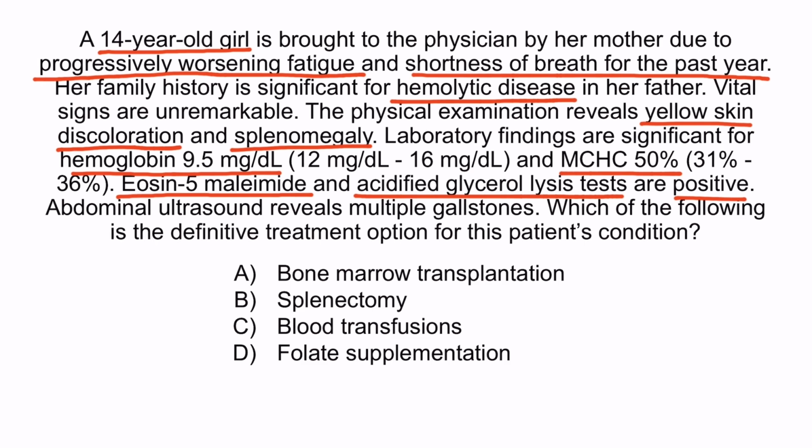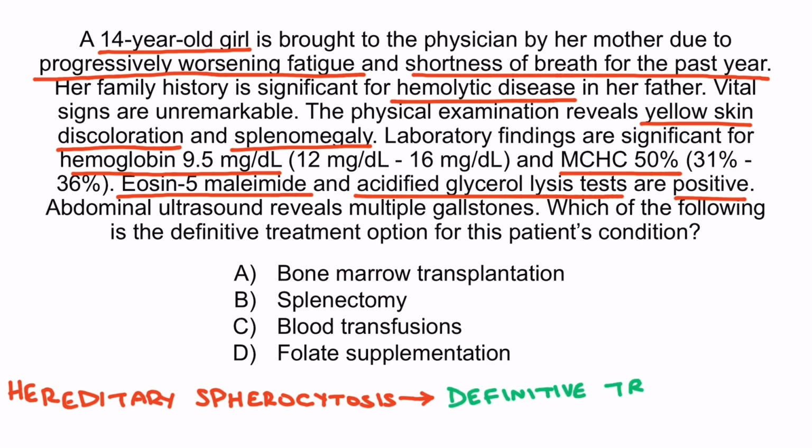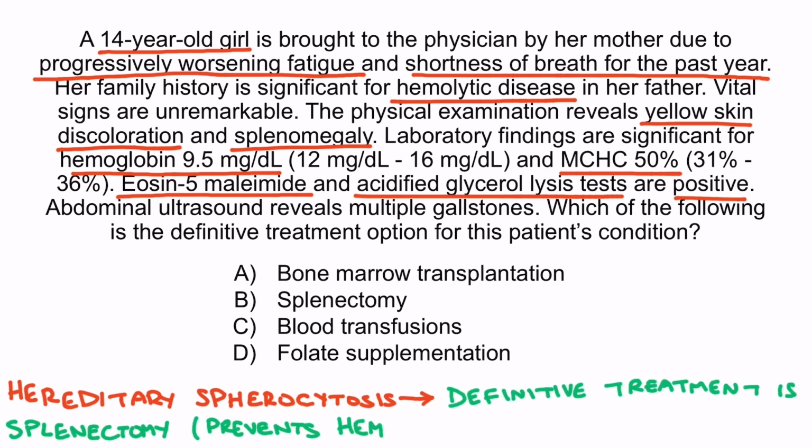Hereditary spherocytosis is an autosomal dominant defect in red blood cell membrane protein. This causes formation of sphere-shaped red blood cells without central pallor. These spherocytes are perfectly functional for transporting oxygen. However, they are hemolyzed by splenic macrophages due to their abnormal shape. Therefore, splenectomy prevents hemolysis and is the definitive treatment option for the patient with hereditary spherocytosis. Therefore, the correct answer is option B.